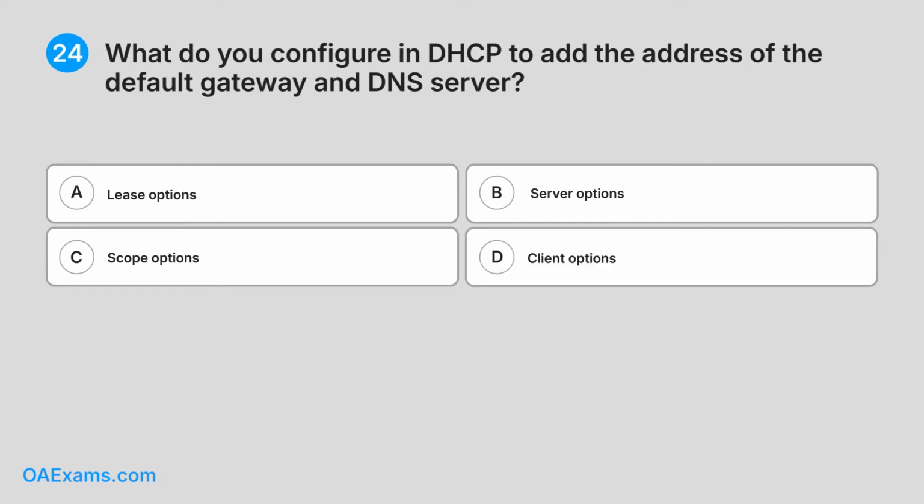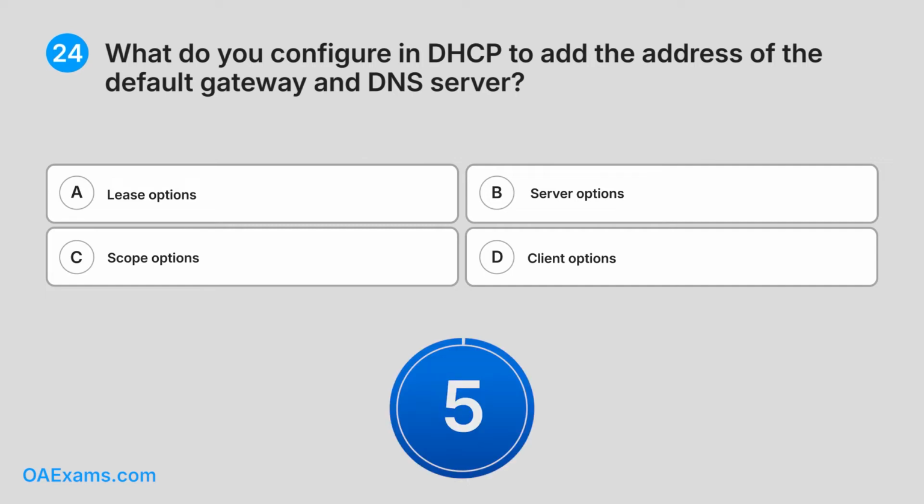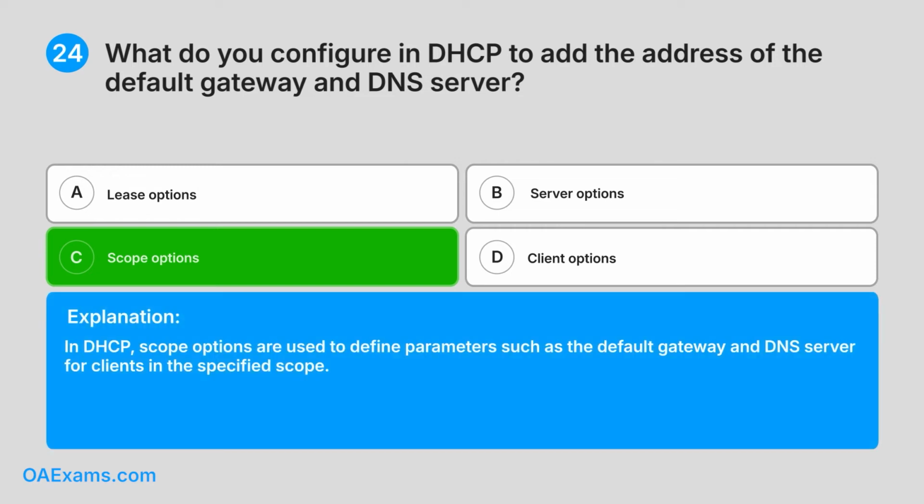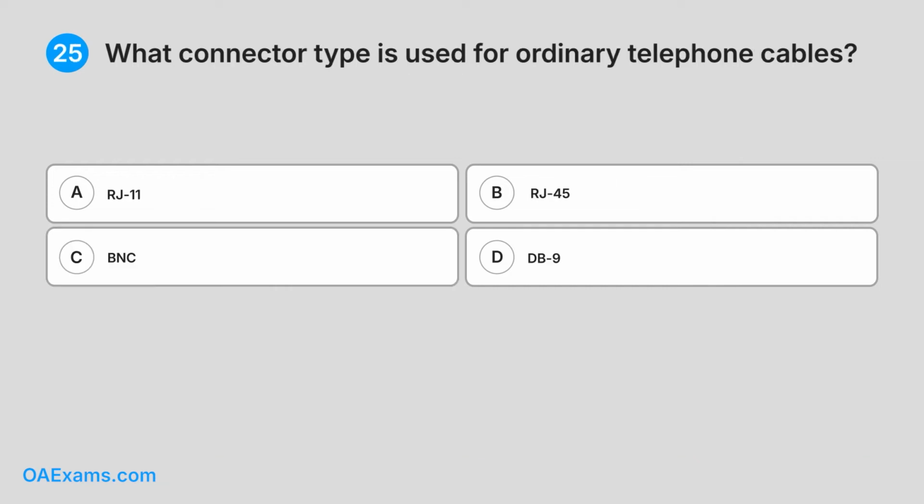24. What do you configure in DHCP to add the address of the default gateway and DNS server? A. Lease options, B. Server options, C. Scope options, D. Client options. Can you guess the answer? Correct answer: C. Scope options. Explanation: In DHCP, scope options are used to define parameters, such as the default gateway and DNS server, for clients in the specified scope.